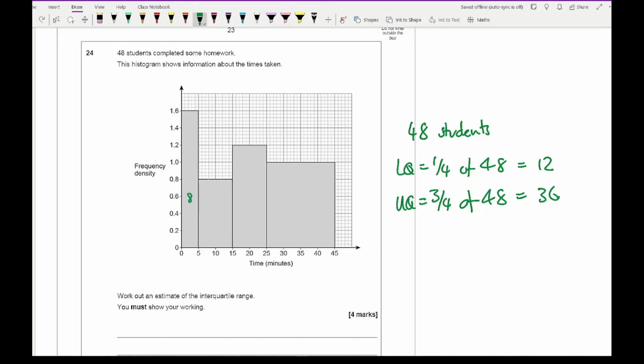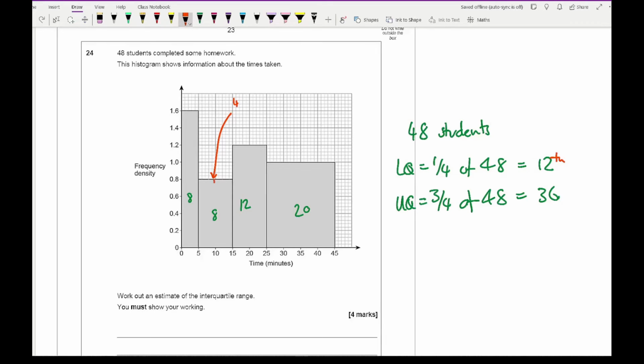10 times 0.8 is 8. Then 10 times 1.2 is 12. And then it'll be 20 times 1, and 20. So to find the 12th person, I'm going to need 4 people from this middle box here. So I need to find the 4th.